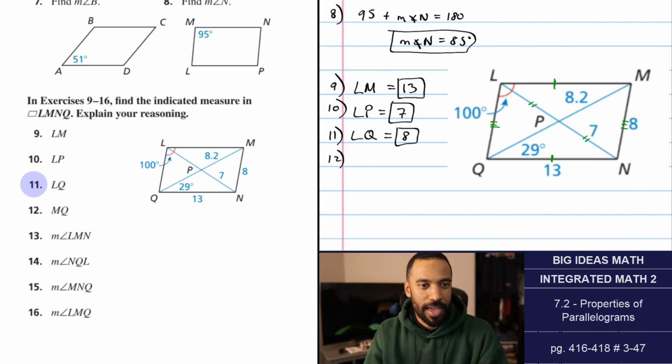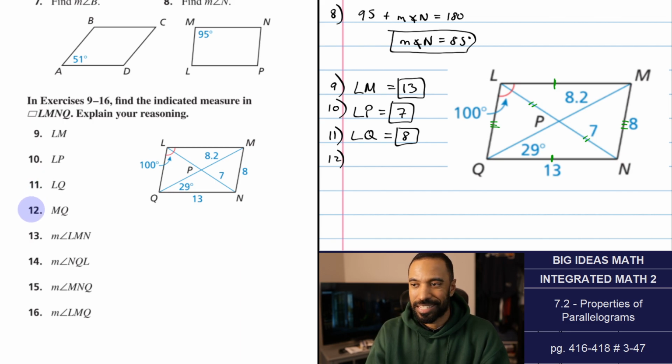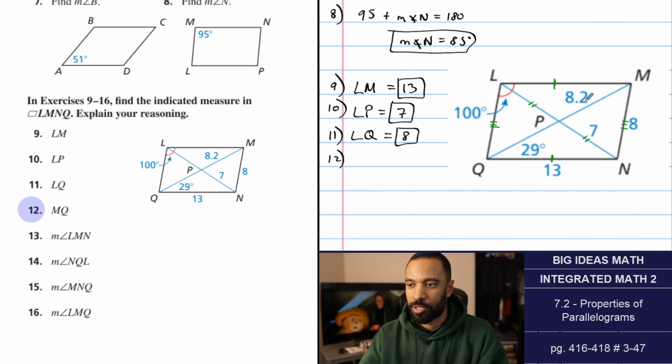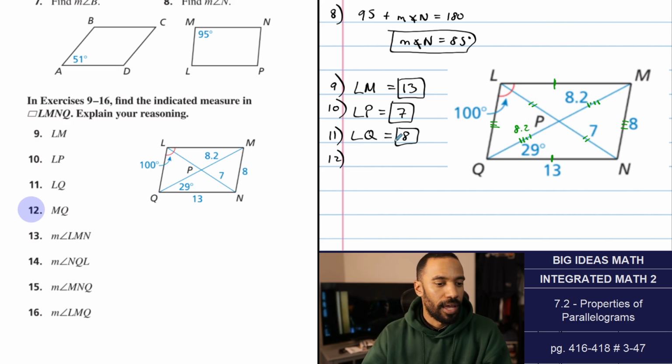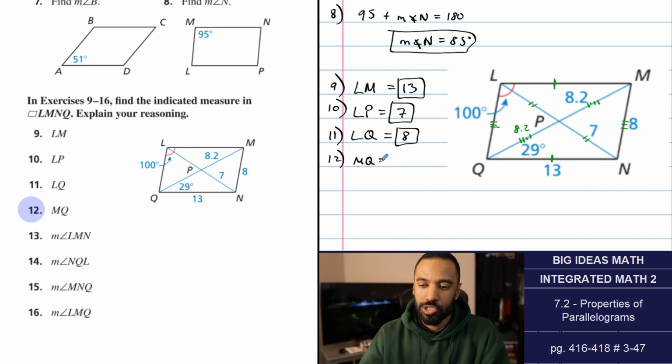Number 12, the length of MQ. MQ is the entire diagonal that you see right here. That's MQ. Now, the only thing that's labeled is this guy, 8.2. Now, if this is 8.2, then so is this one right here, also 8.2. Again, that's something that a parallelogram does. So MQ is 2 times 8.2. It's 2 of those, which is 16.4.